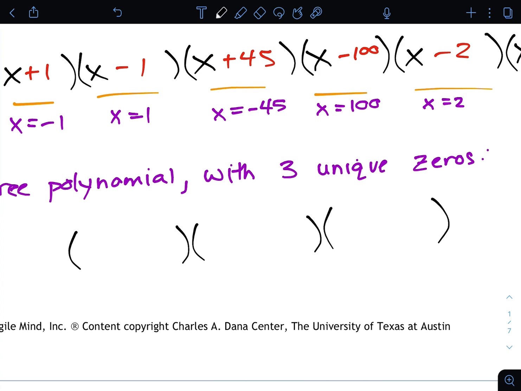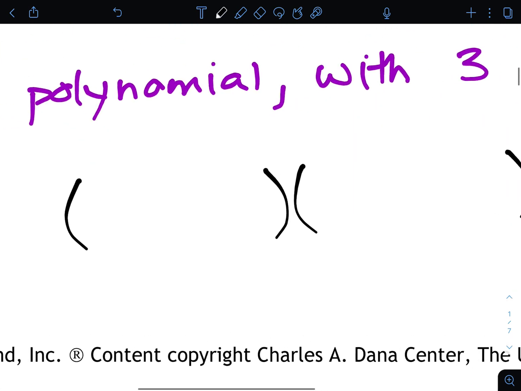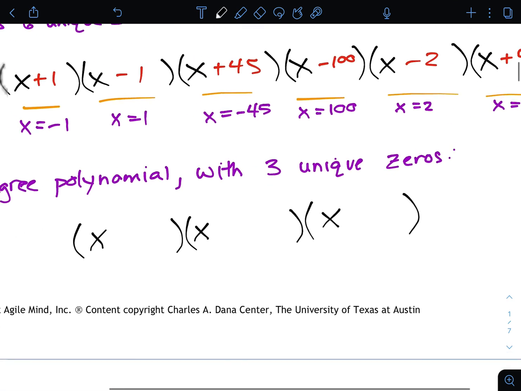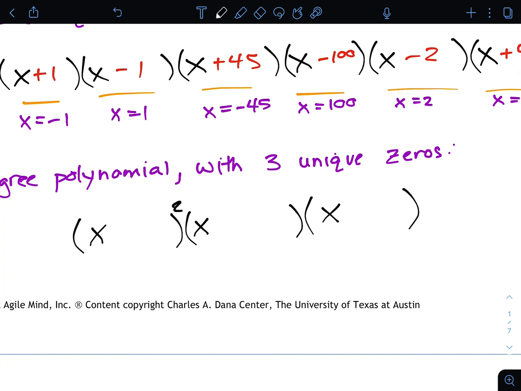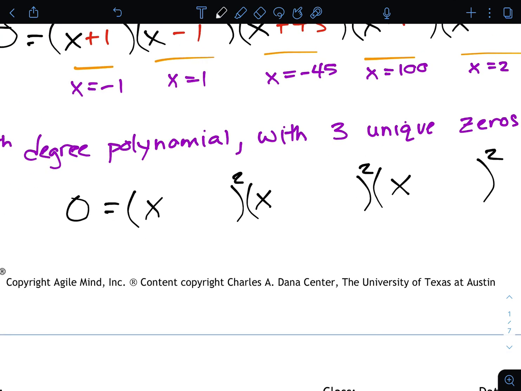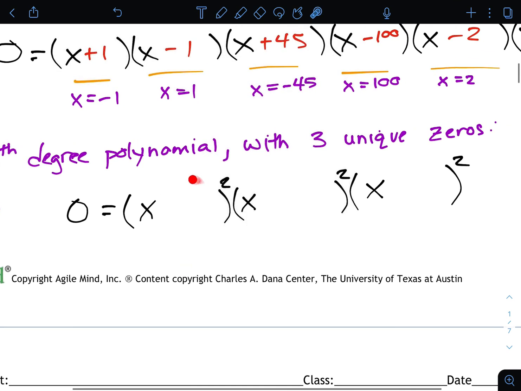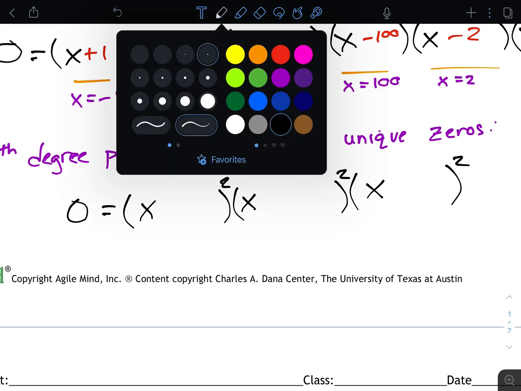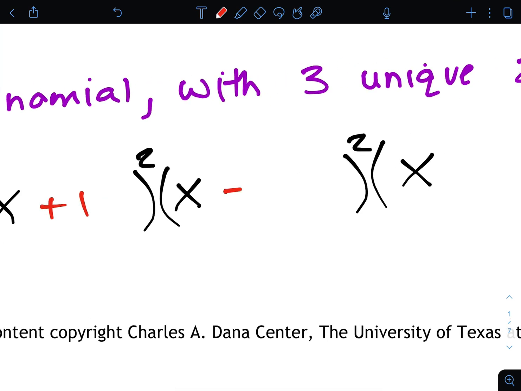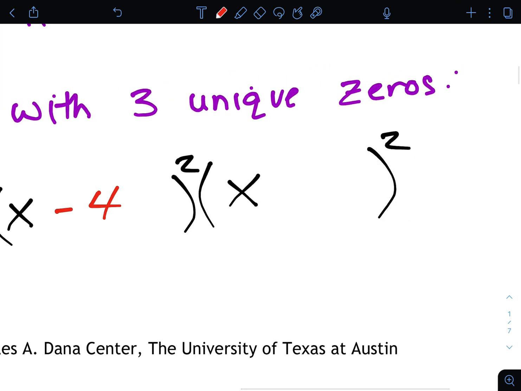So what I could do is maybe I square each group. So maybe this group is repeated twice, this group is repeated twice, and this group is repeated twice. Because if any one of these 3 groups equals 0, then the whole thing equals 0. So let me go ahead and fill in values. So maybe I have x plus 1, x minus 4, and x plus 8. Maybe that's what I chose.